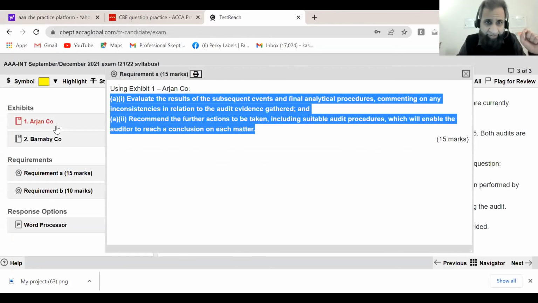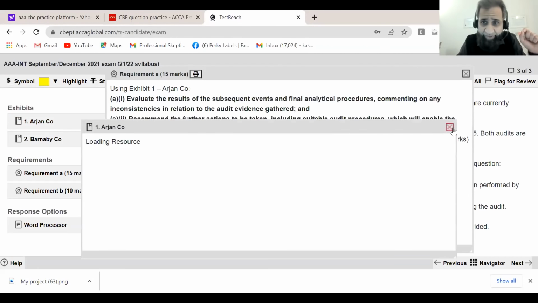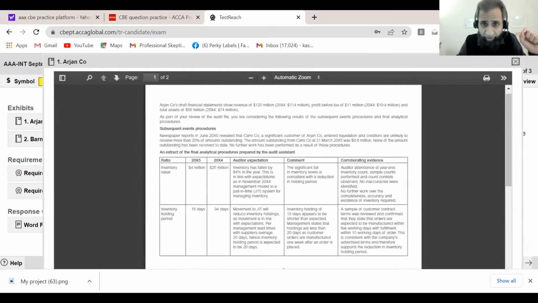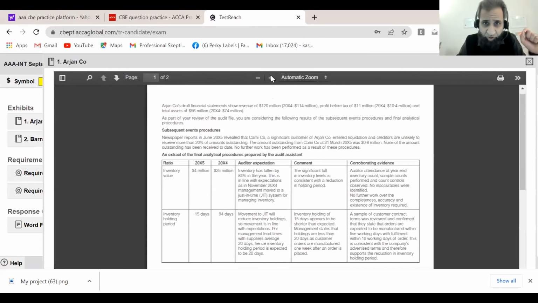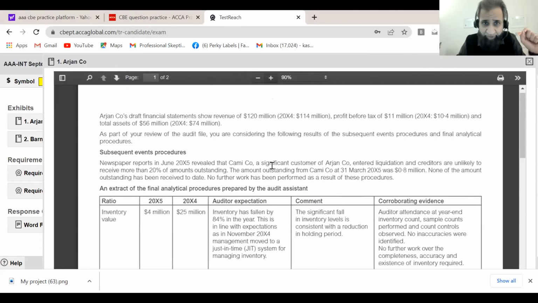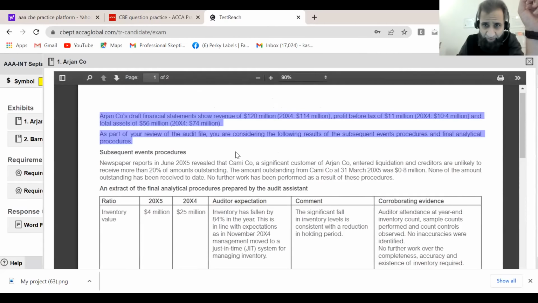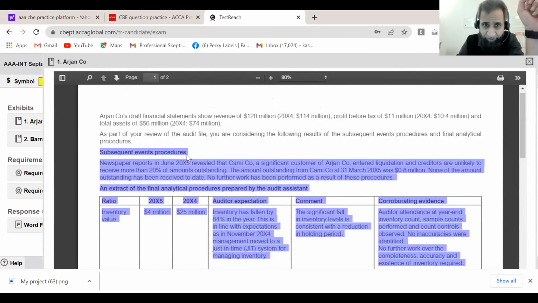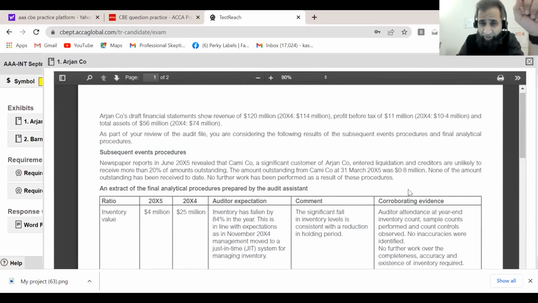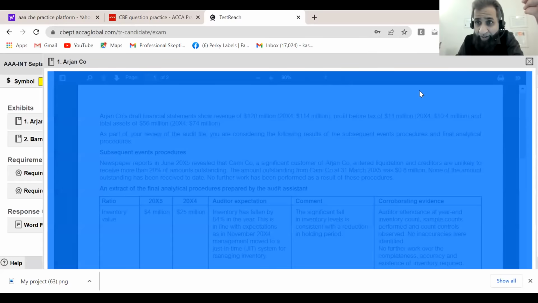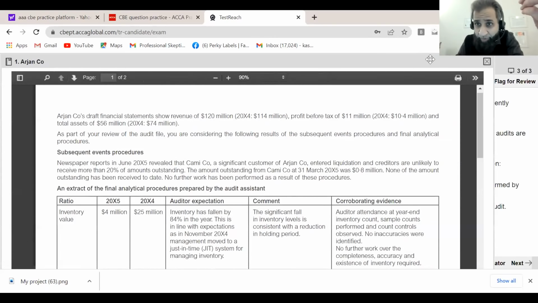Look at exhibit number 1. In exhibit number 1, in front of your screen, the results of the analytical procedures and the subsequent event are given. This is the results, right? The results of the subsequent events right here and the results of the analytical procedures are given in exhibit number 1. What do you have to do with these results? You just need to evaluate them. But when you are evaluating, what exactly do you have to do?